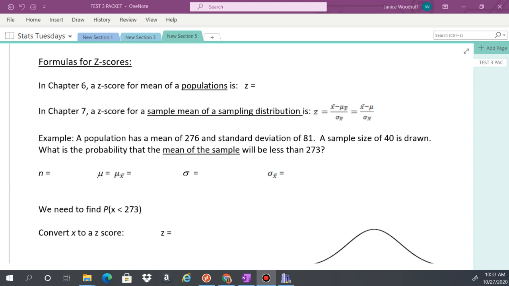All right, let's talk about z-scores. Z, that magical value on your normal distribution curve, your standard deviations from 0. Chapter 6, to find our z-score, given a value, we had x minus the mean over the standard deviation. Now, that was giving us a z-score when we were talking about a population. So all of the problems from chapter 6 were given in the context of a population. Remember, population is all.